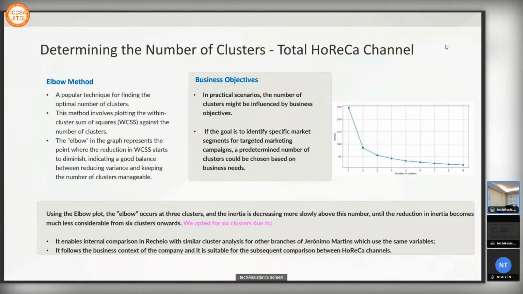So we can see that using this elbow plot, the elbow occurs at 3 clusters, and the inertia is decreasing more slowly above this number, until the reduction in inertia becomes much less considerable for 6 clusters onwards. So we opted for these 6 clusters for 2 reasons: because it enables internal comparison in Recheio, which does similar cluster analysis for other branches of Jerónimo Martins that use the same variables. And the second one is that it follows the business context of the company and is suitable for the subsequent comparison between Horeca channels.